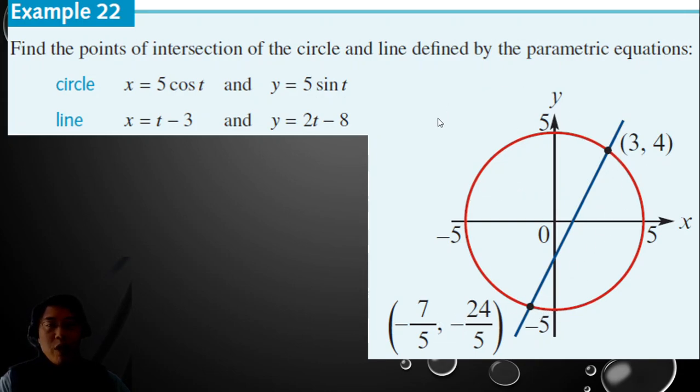So that's, if you were asked to do a graph, the things that you would have to annotate: the position where it intersects and the exact coordinates. And that's it for today.